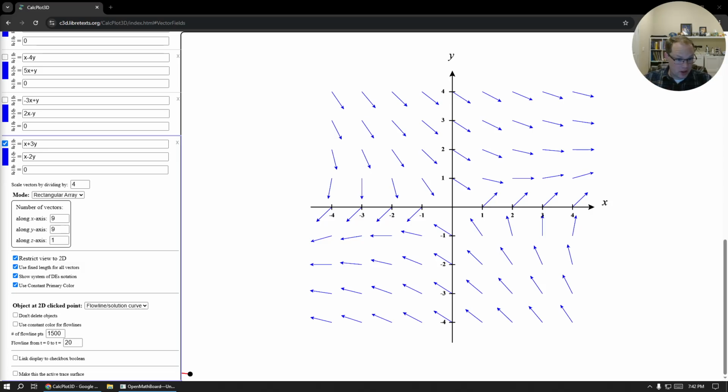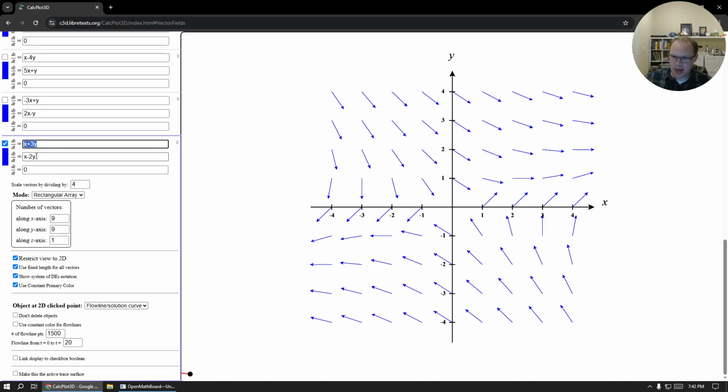Let's take a look at a few other vector fields, just so you get a feel for what's out there and what's possible. So here's another vector field. Okay, the vector is determined by these two components. You could ignore the notation on the left side here. It doesn't make sense for us, but these two components are the components of our vector field.